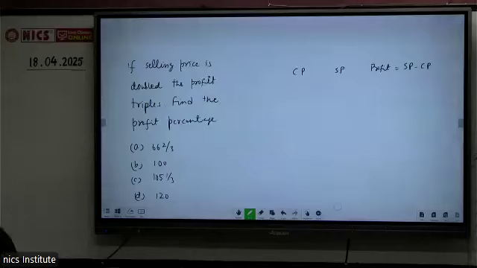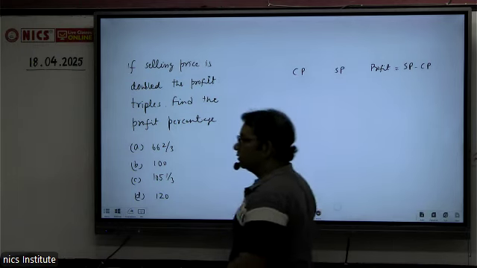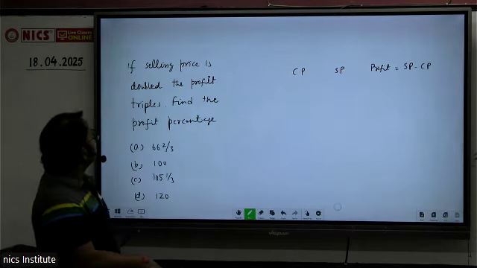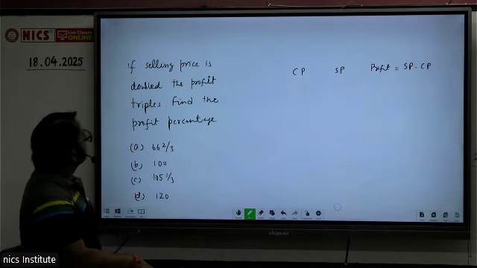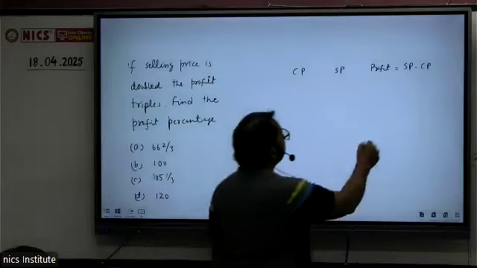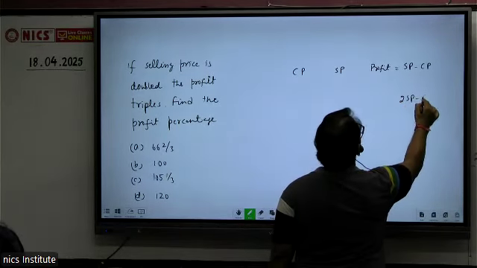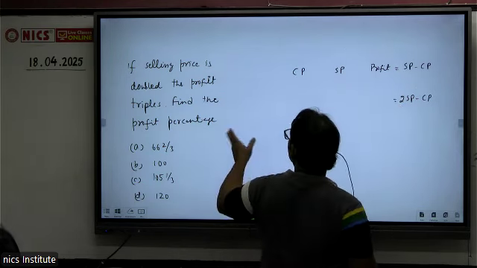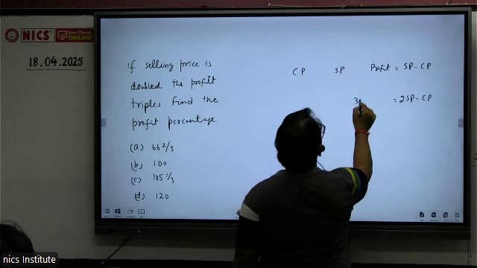A भी ऑप्शन है. So this is the original equation. CP is original cost price. SP is the original sale price. Profit is SP minus CP. Now it says that SP is doubled. So if you double SP, cost price remains the same, but the profit is now triples. So this is basically 3 times that of the profit.